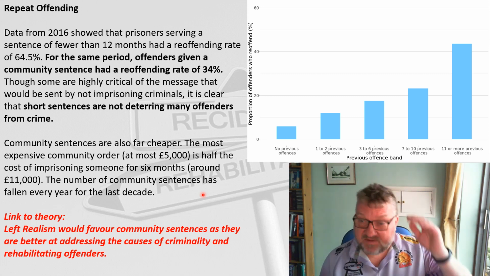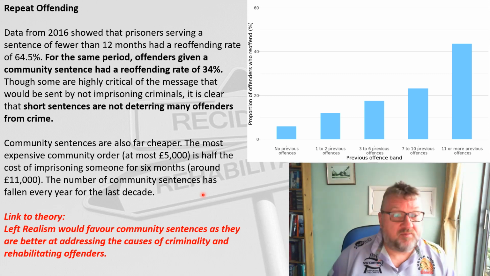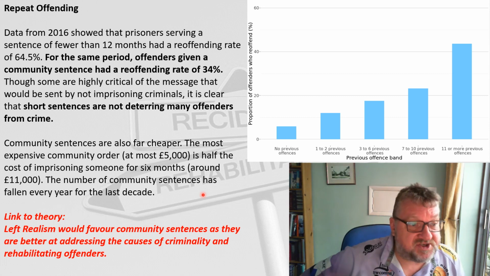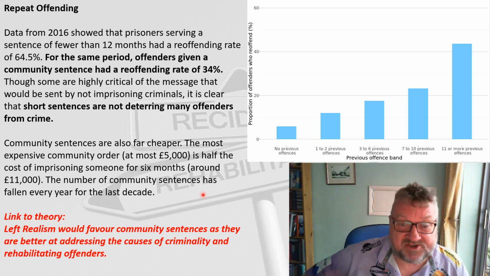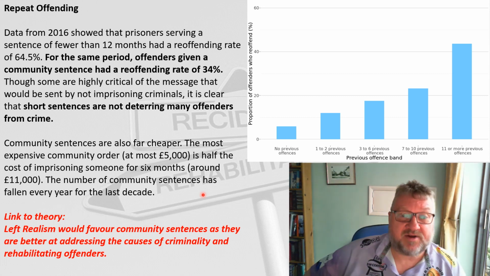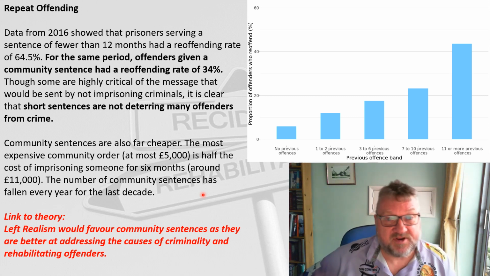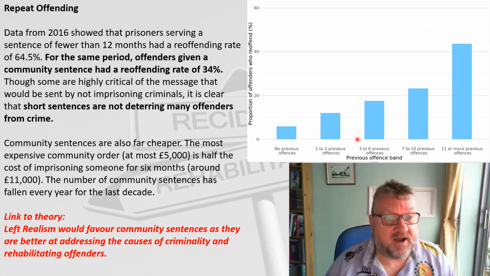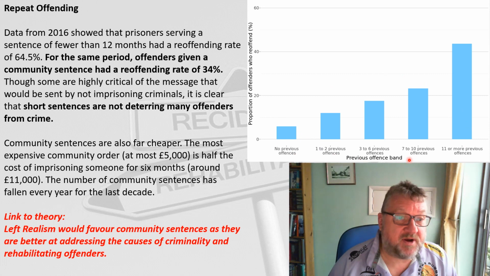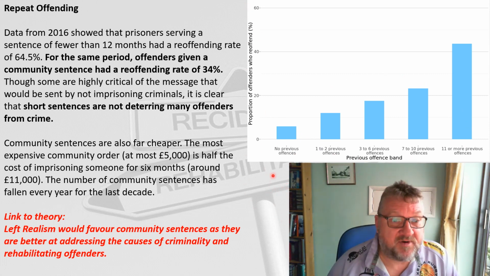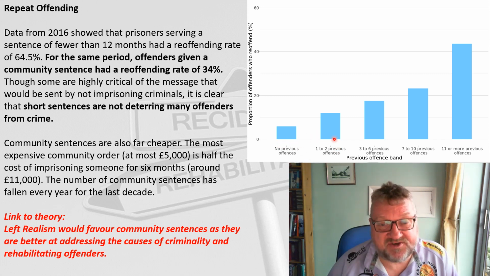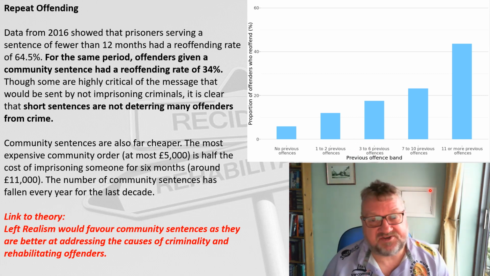And if we link that to theory, well, left realists would favour community sentences because they are better at addressing the causes of criminality and rehabilitating offenders. So things to think of. And I've just included this bar chart here, which shows the proportion of offenders who reoffend. So what you can see is, the fewer offences you've been done for, the less likely you are to reoffend, is what it basically says.